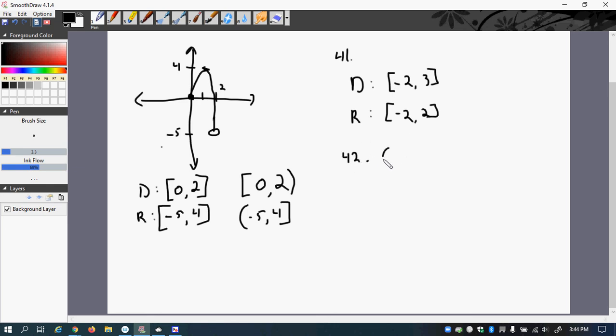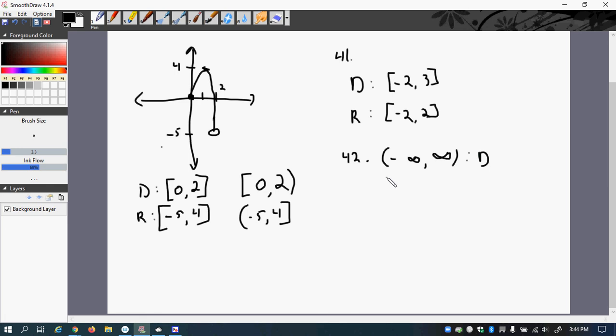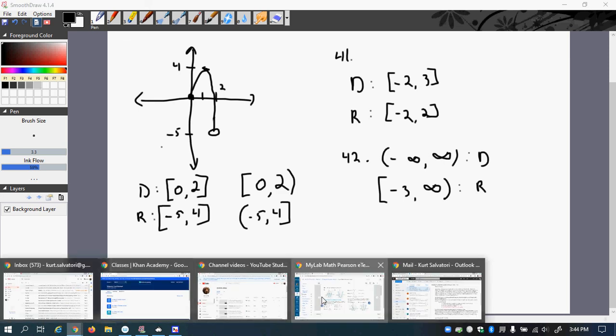So for 42, we would need parentheses -infinity to infinity, and that will be my domain. And then what would it be for the range? The range, the lowest is at -3, but then it keeps going on and on and on. So that means we need all the y values in that direction. So -3 to infinity, that would be bracket -3 to infinity. And that would be my range. And so that's basically how we do that.